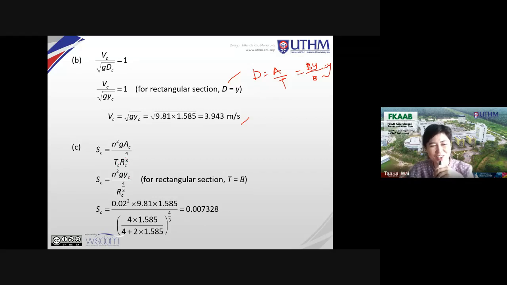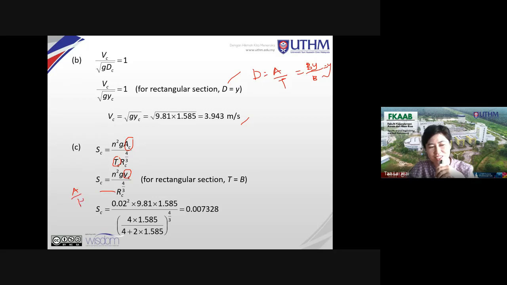Sometimes when I talk, I think about the next step. That's why. Alright. It's just too fast. Alright. So I'm going to go slow. For rectangular section, T is equal to B. So this one is BY. So you cancel B, you are going to have Y here only. Alright. So you substitute lah. Alright. You are going to get, still you need to find R. R is equal to A over P.